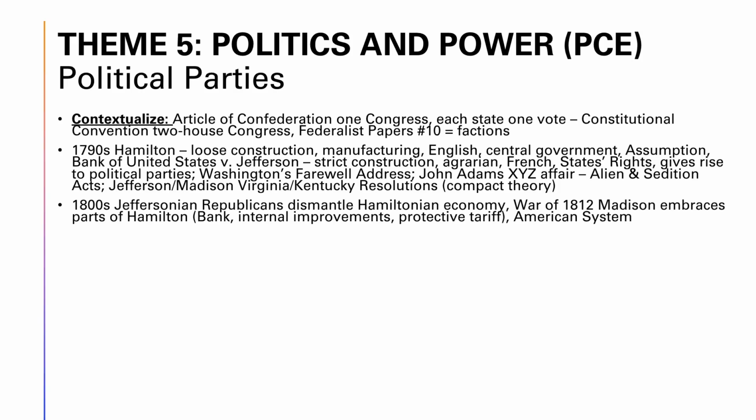We get into the early 1800s. Basically, the Federalists begin to fall apart, and these Jeffersonian Republicans, or Democratic Republicans if you like, begin to destroy everything that was Hamiltonian economy until the War of 1812 happens. In the War of 1812, Madison, who is a Jeffersonian Republican, begins to embrace certain parts of Hamilton. Let's bring back a bank, because we couldn't finance the war. Let's build internal improvements, because we couldn't move our army during this war.